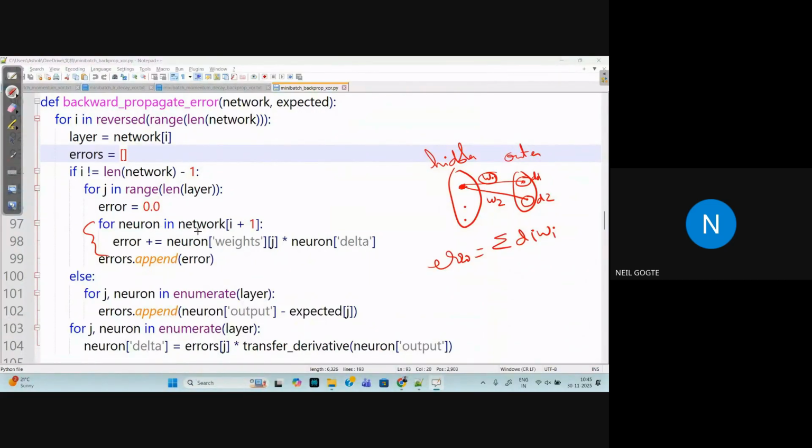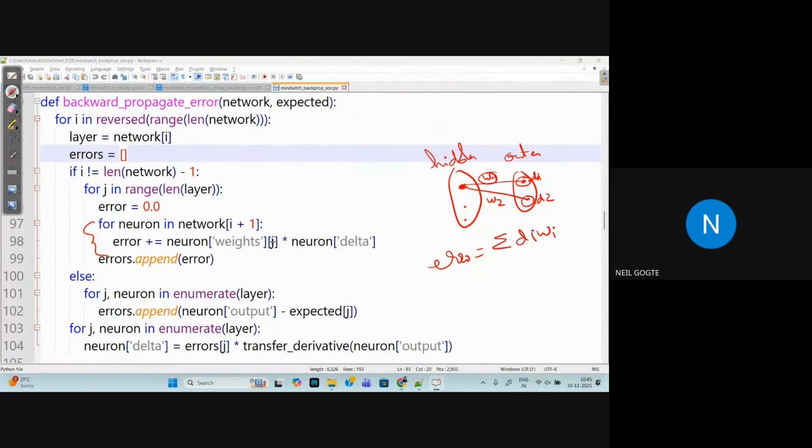For each neuron in network I plus 1, I take error plus equal to neuron weight J into neuron delta. Now, from where did I get the neuron delta? I looked at the neuron of the next layer. I computed the neuron of the next layer, and the weights are also available there. All the weights connecting to this neuron are available with that neuron.